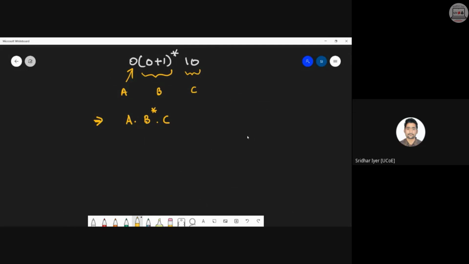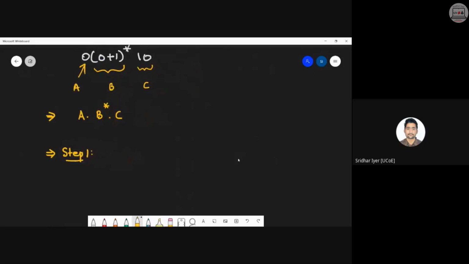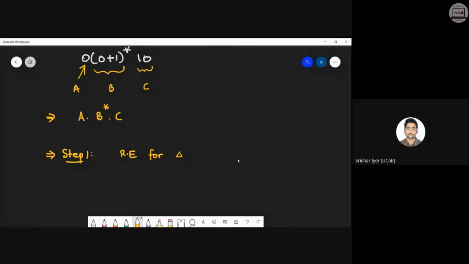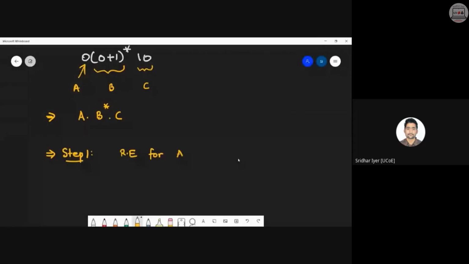In the previous lecture I had shown you how to construct the diagrams, but now I'm doing it from an exam point of view, where we need to actually convert this into subsequent sections, draw diagrams separately for each of those sections, and at the end combine them. This is your step number 1. The steps may vary because we have multiple sub-expressions over here. So you can write RE for A.